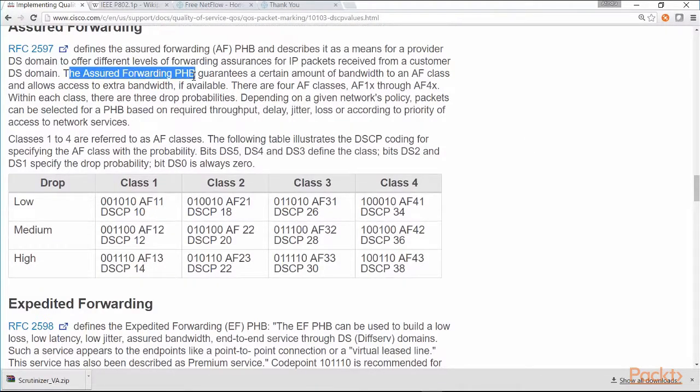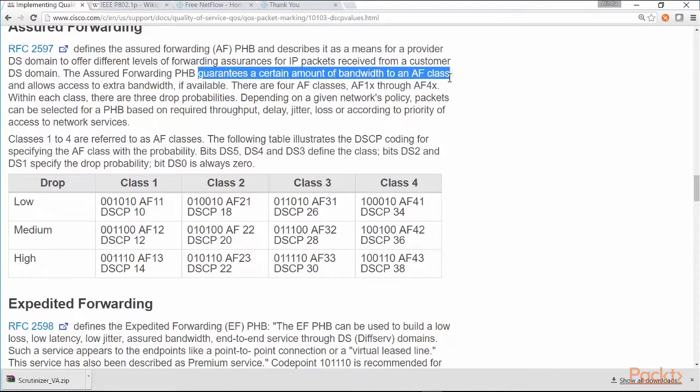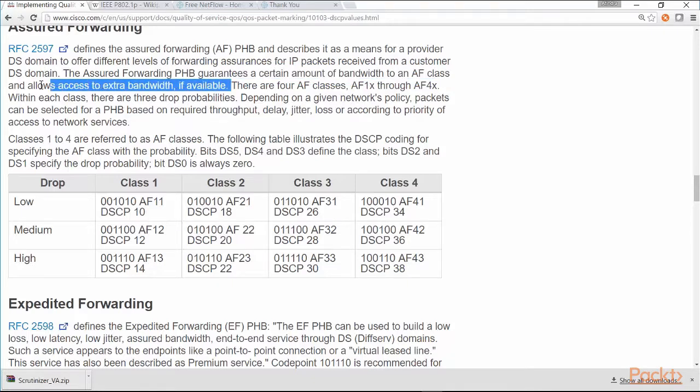The assured forwarding per hop behavior guarantees a certain amount of bandwidth to an AF class, and allows extra bandwidth if available. So in configuring the routers, there are different amounts of buffers and queues and drop methods for traffic that are configured. As long as those routers understand what they are looking at, and there is some common convention there, then the higher quality or higher criticality traffic can traverse according to its needs.